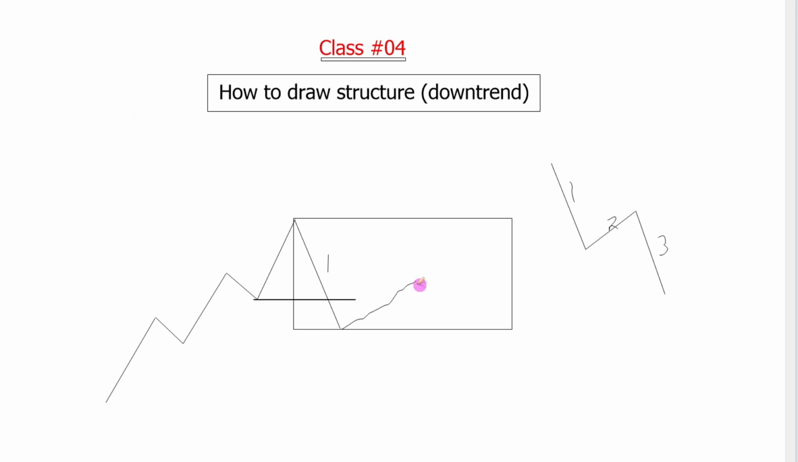Let's suppose the market breaks this lower low point. Now we can say that this is a downtrend. Next, this is our fourth, fifth and sixth wave. So what are the rules of these waves? First, second and third wave: the first wave should break the previous higher low point, the second wave should contain at least two consecutive buy candles in retracement, and the third wave should break the previous lower low point.